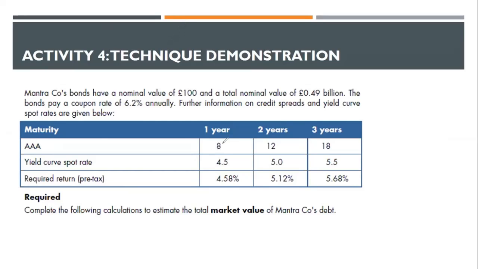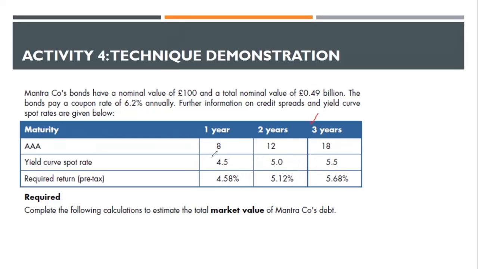So for AAA, maturity is 1 year, 2 years and 3 years. You have been given credit spreads and yield curve spot rates. These are your AAA bond ratings. These are basis points: 8 basis points, 12 basis points, 18 basis points. Yield curve spot rates are 4, 4.5 and 5.5. These are your interest rates. For a longer period, the interest rate is higher. And the required rate of return is 4.58.